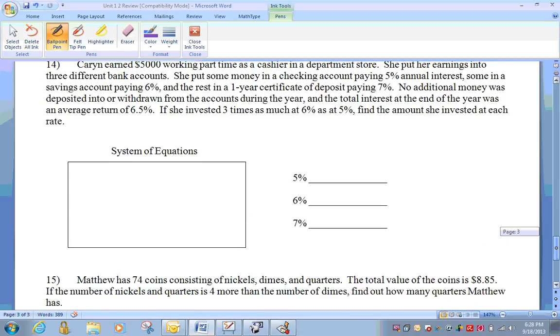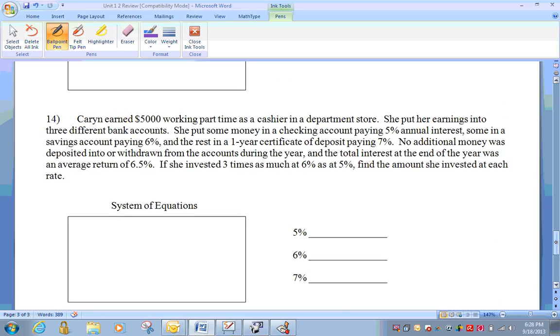Alrighty, the last word problem we have, two more, sorry. Number 14 says Karen earns $5,000 working part-time as a cashier in a department store. She puts her earnings into 3 different bank accounts. She puts some money in a checking account, which pays 5% annual interest, some into a savings account, which pays 6% interest, and the rest in a 1-year certificate of deposit paying 7% interest.